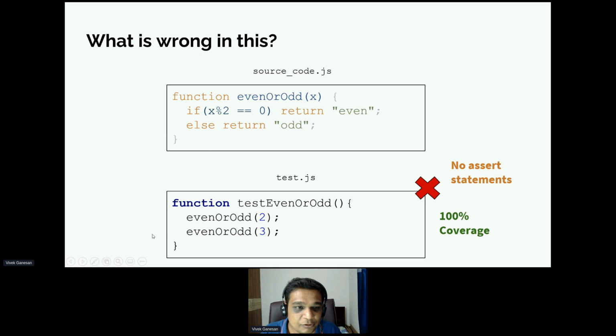What you are doing here is just calling the function with an input of 2 and you don't care what it returns. You're okay with anything that it returns. Similarly, you're calling 3 and you don't care what it returns. So even if it had returned potato, you would have passed the test. So these tests are bad because there are no assert statements at all.